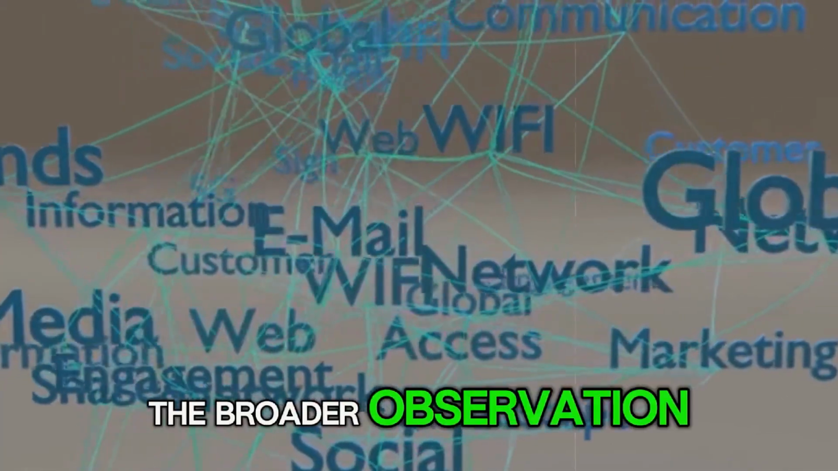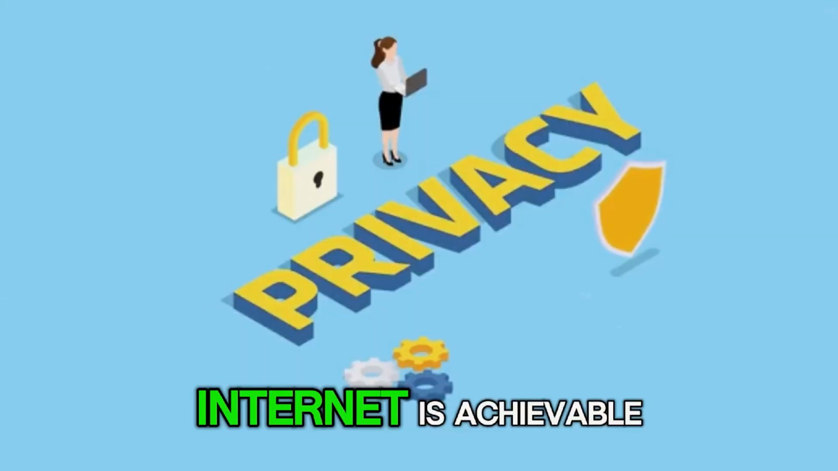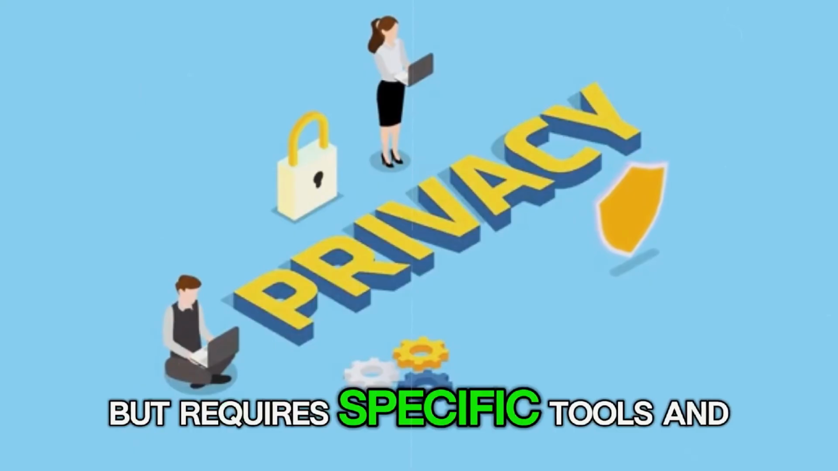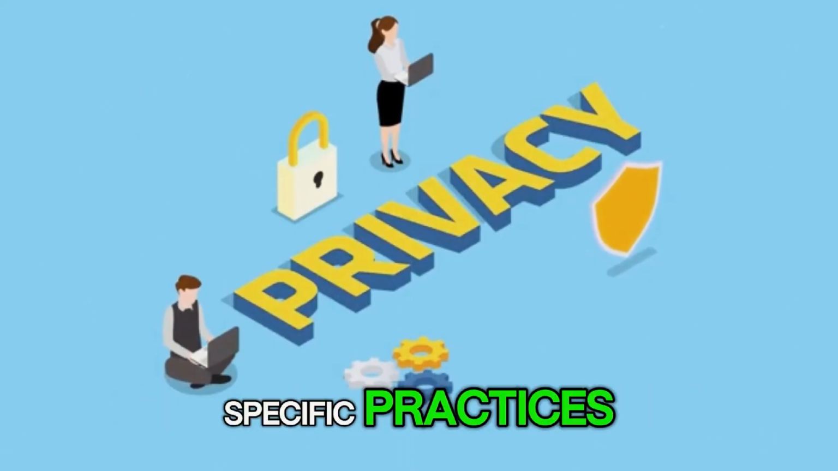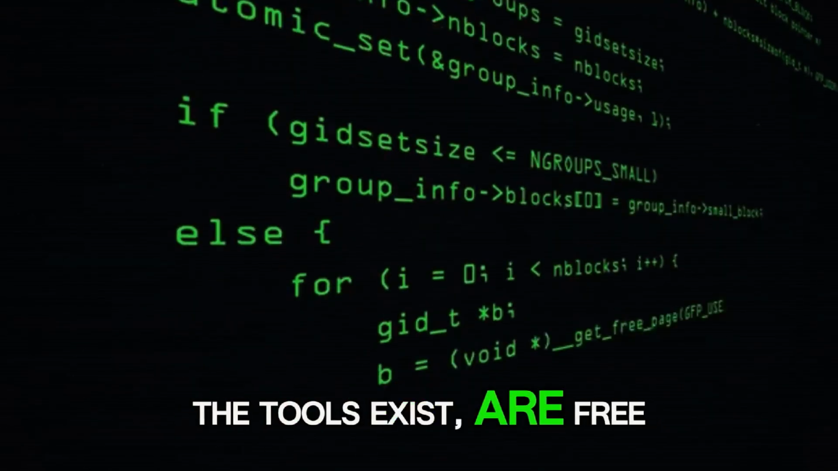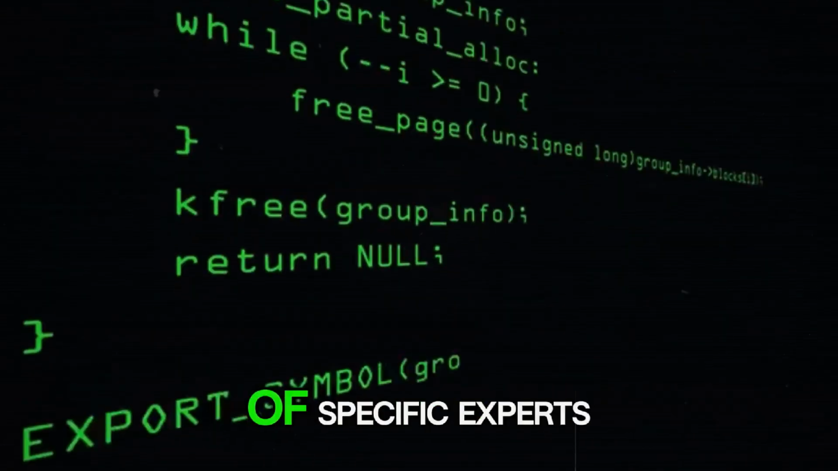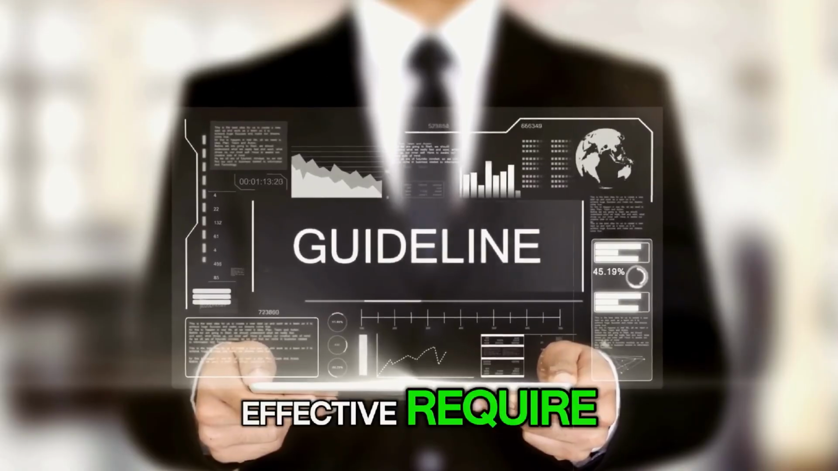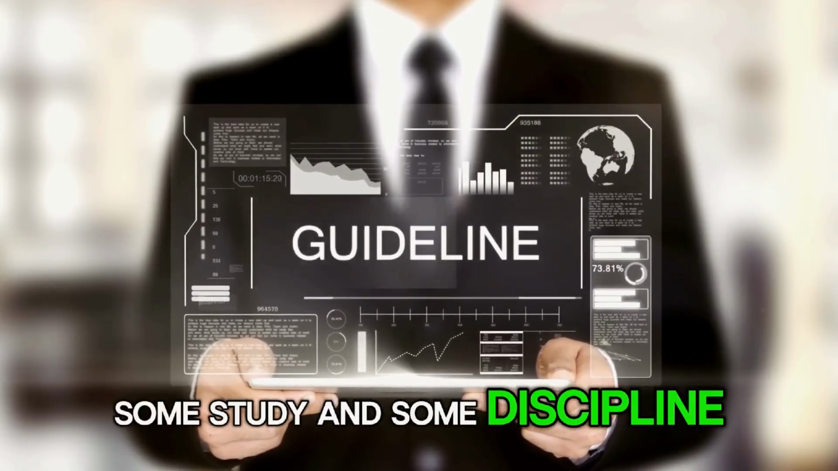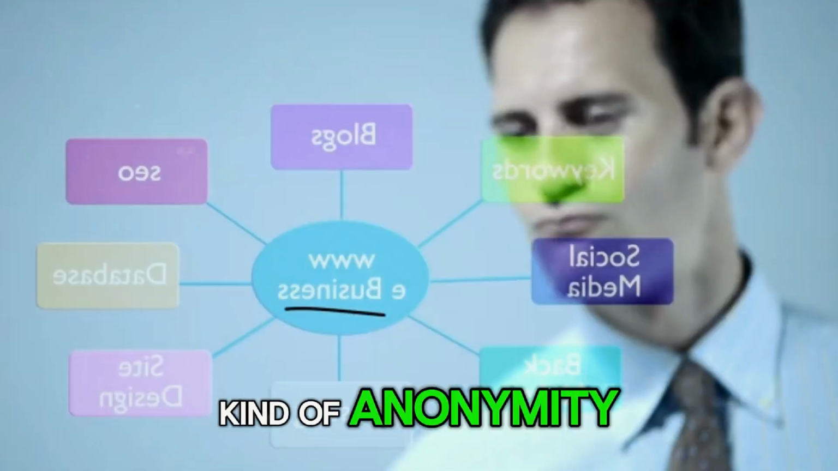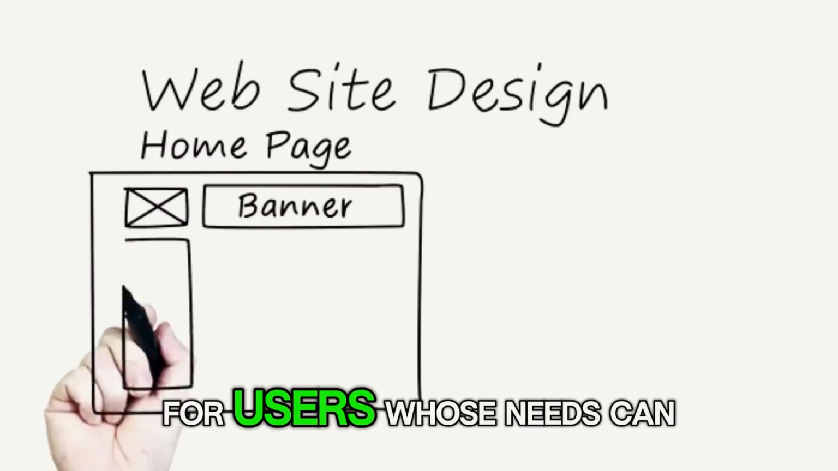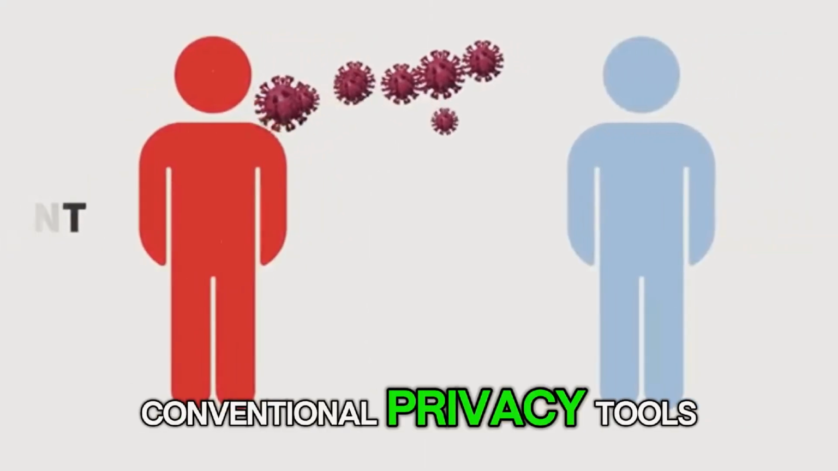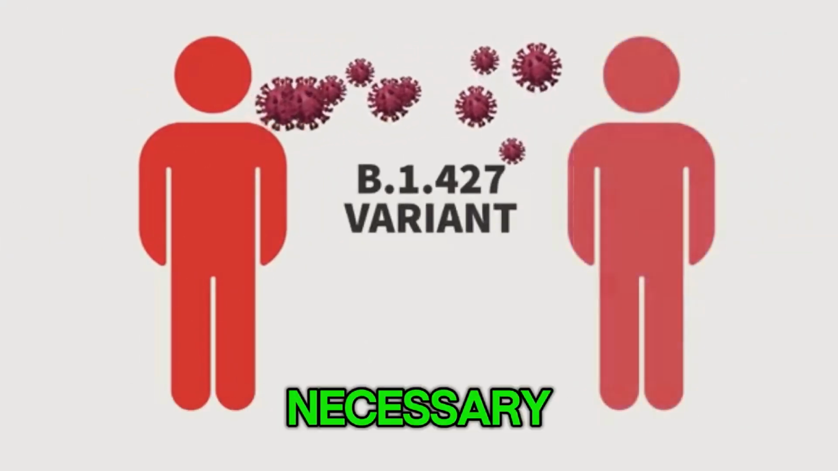The broader observation is that strong anonymity on the internet is achievable, but requires specific tools and specific practices. The tools exist, are free, and are maintained by communities of specific experts. The specific practices that make the tools effective require some study and some discipline. For users who need this kind of anonymity, the investment is worth making. For users whose needs can be met by conventional privacy tools, the investment may not be necessary.